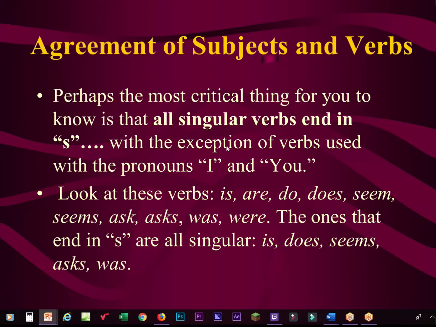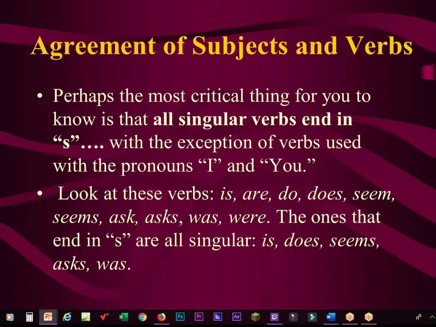First of all, when we talk about subject-verb agreement, you have to know that the subjects and the verbs, of course, have to agree. Whatever your subject is, your verb must agree with it. So, if the subject is plural, then your verb will be plural. And if your subject is singular, then your verb will be singular.